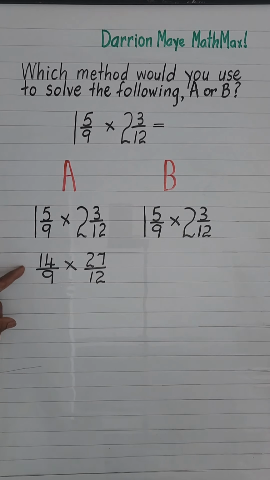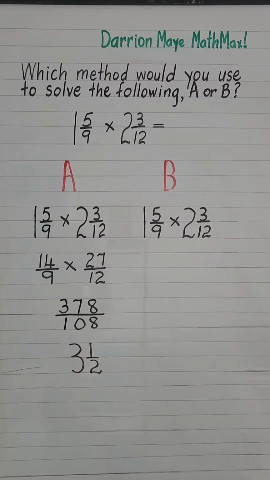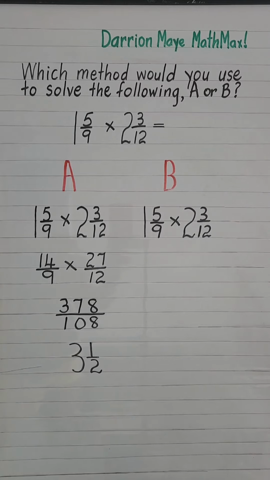Next, manually or with your calculator, you're going to multiply across. And again, manually or with your calculator, you're going to divide. And that gives us 3.5. And since it's a fraction, we will say 3.5.